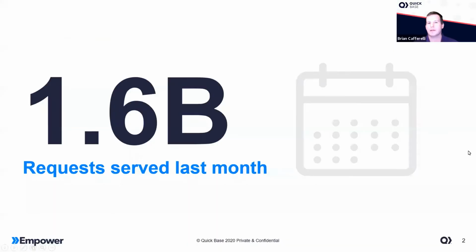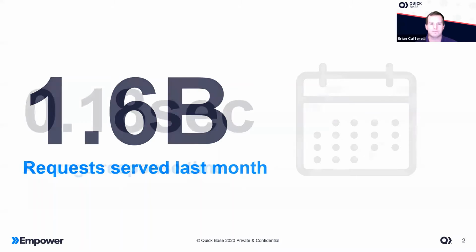So first I want to set some context. Last month, we served about 1.6 billion requests on the QuickBase platform. And a request is just any individual action that you take as a user. So it could be adding a record, it could be viewing a report, or it could be an action that takes place automatically, like a scheduled pipeline or an API call being made. So there's a lot of traffic on the QuickBase platform. There's a lot for us to manage at once.